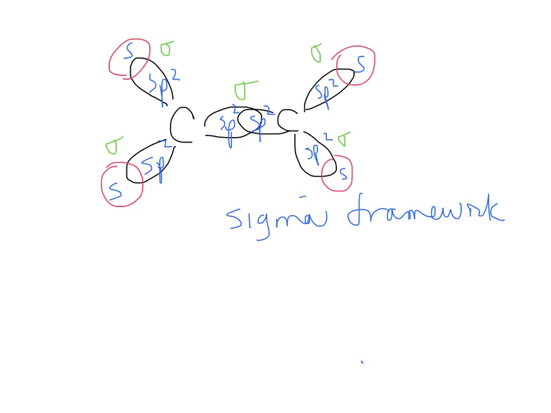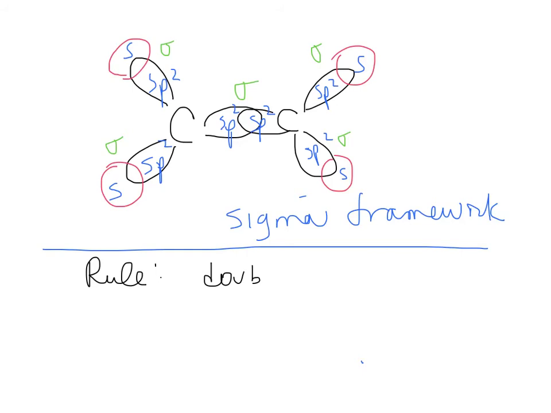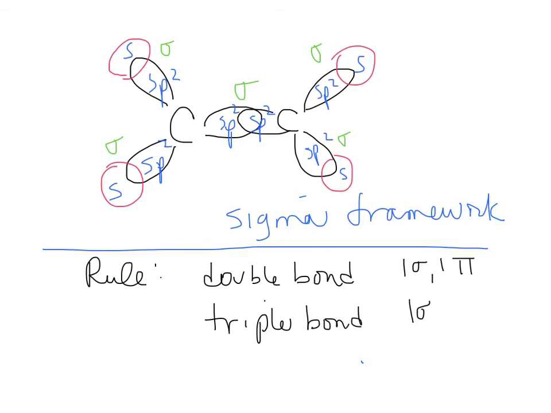Okay, now we're going to write down a rule here, which is that if there's a double bond, this will be made up of 1 sigma and 1 pi. If it's a triple bond, there's going to be 1 sigma and 2 pi. All right. So we have the sigma framework. The next part is to include the p orbitals that are going to make up the pi bond. So we're going to do the pi framework next.